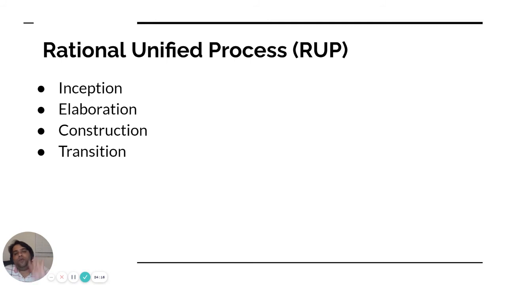So it has four phases of designing and developing, and we can break it down into four things. First is inception. The second is elaboration. The third is construction. The fourth is transition. Inception means understanding what to build, the beginning. Elaboration is understanding how to build.